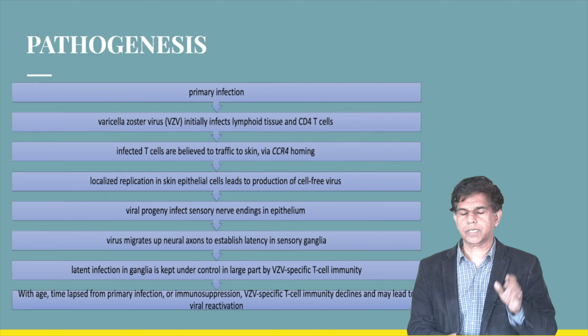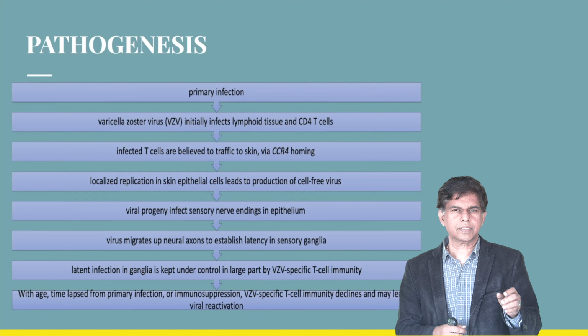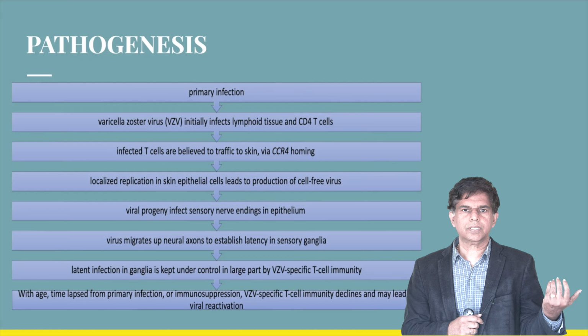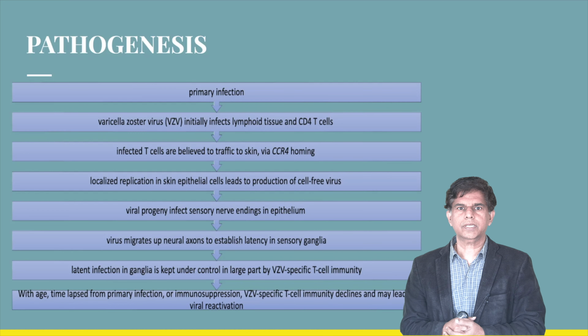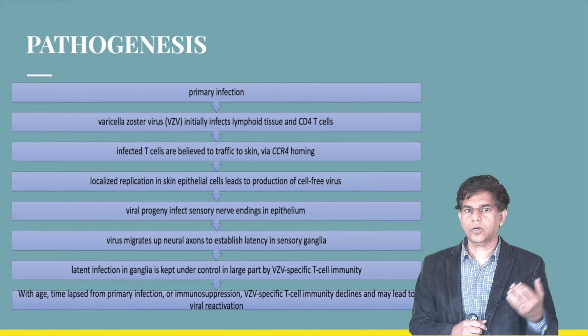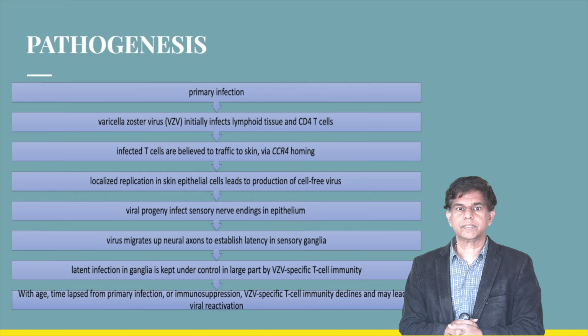So pathogenesis: you have the primary infection, and the varicella zoster virus initially infects the lymphoid tissue with CD4 T cells. Infected T cells traffic to the skin via CCR4 homing, and then localize in skin epithelial cells, with later production of cell-free virus, and then viral progeny infect sensory nerve endings in the epithelium.